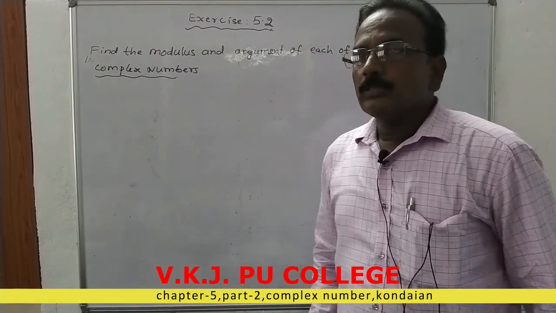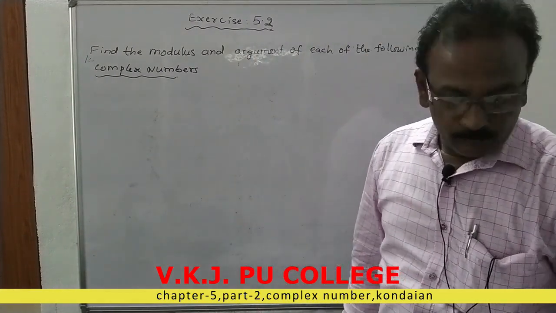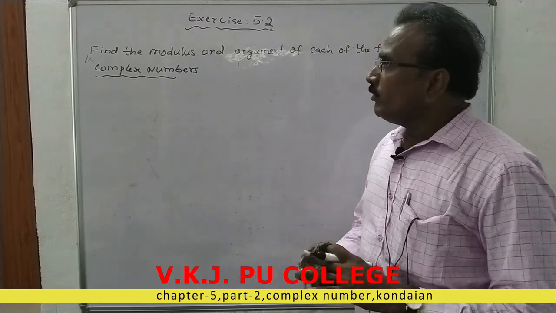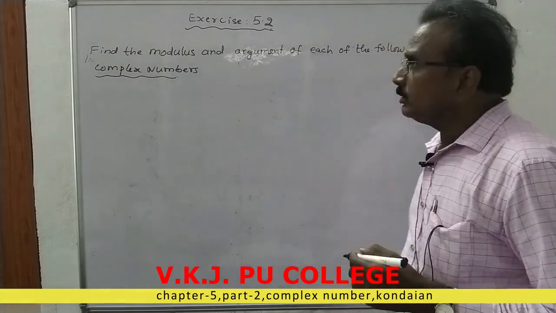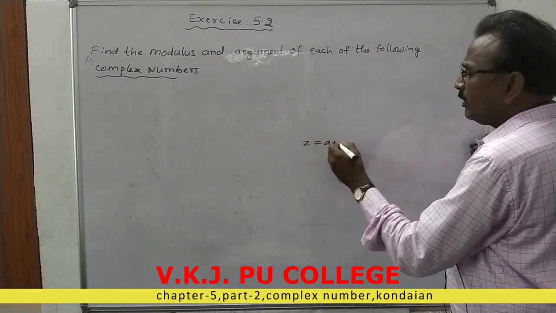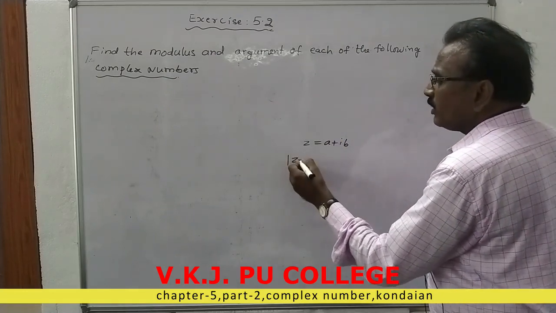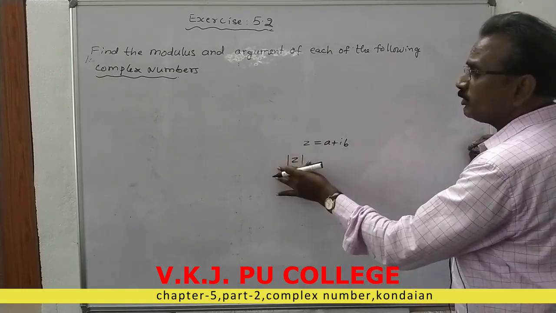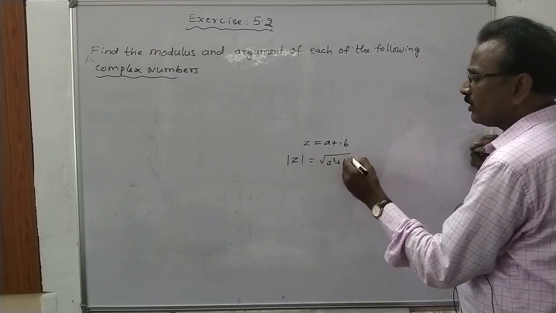In this class, we discuss complex numbers, exercise 5.2. First item, find the modulus and argument of each of the following complex numbers. So, first, what is the modulus? If z is equal to a plus ib is the given complex number, the modulus of z is denoted by |z|, and the modulus of z is the square root of a square plus b square.